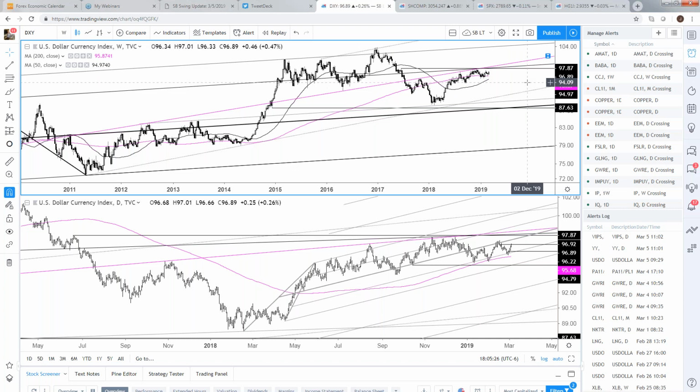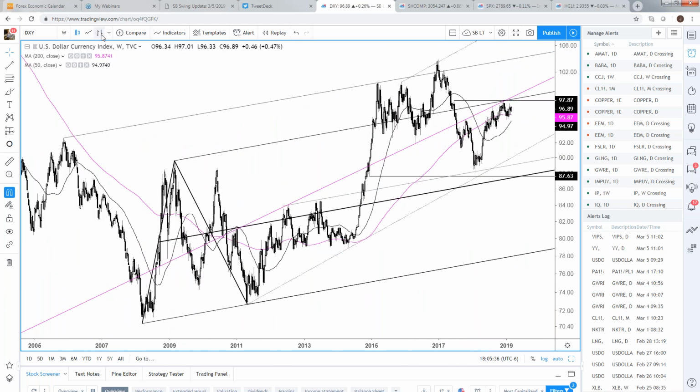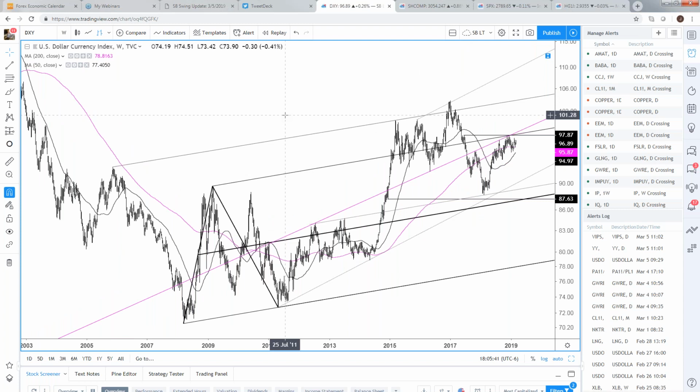We're going to start with the dollar. It's always a good spot to start. This is DXY, right? The very popular, most popular dollar index. It's mostly euro, so it's not completely representative of the dollar. A couple things here we want to look at.